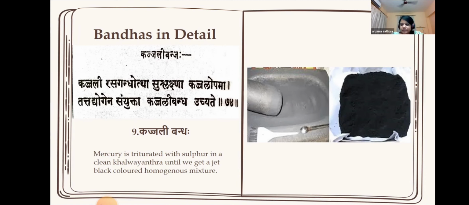So this is the last bandha in the category of the end product, and based on the end product, it is classified into 5. That is Pishta Bandha, Poda Bandha, Pishta, Kalka, Kajali. So the 5 bandhas are covered.